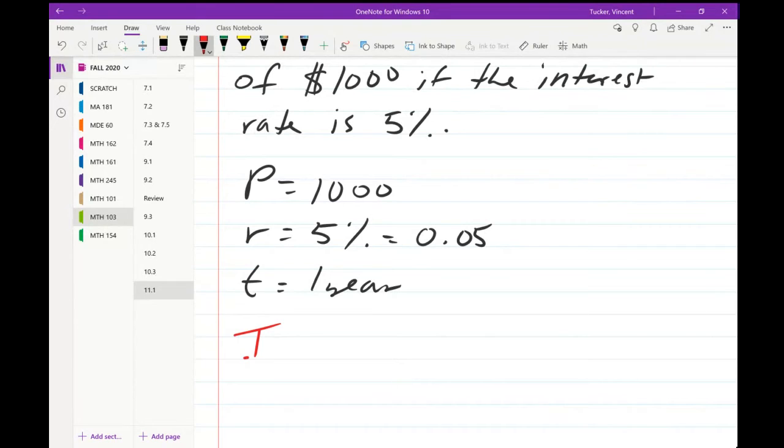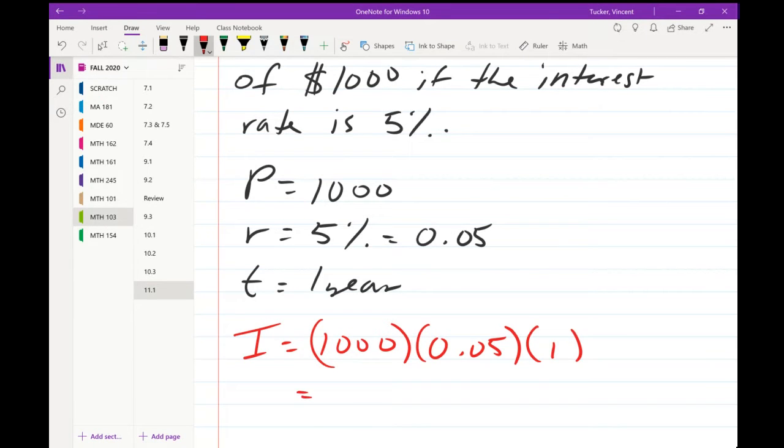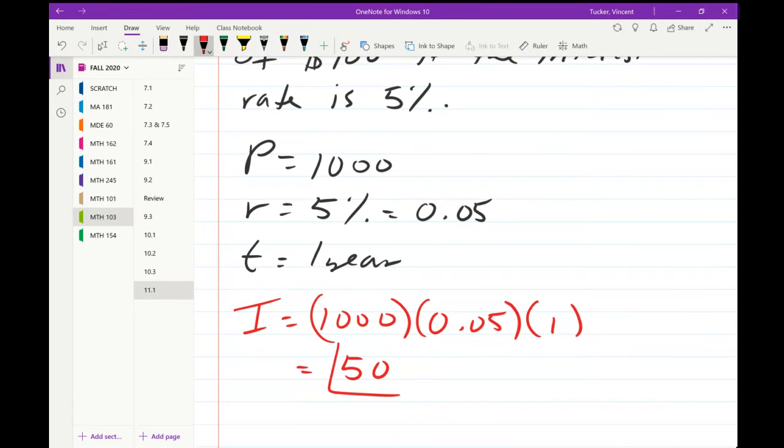All right, so P times R times T: 1,000 times 0.05 times 1. And that'll be 50. So you earn $50 interest with these conditions.